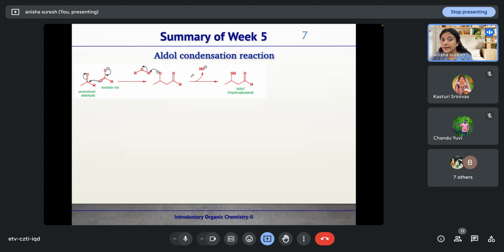So again, it will lead to formation of the aldol product. And again, there is an alpha hydrogen, so the alpha hydrogen will be abstracted. It will lead to formation of enolate again. And it will undergo an E1CB mechanism that we have studied in the last lecture. So when it is coming back, this double bond will shift to here and this OH will be eliminated, leading to formation of alpha beta unsaturated aldehyde. So this is the mechanism of aldol condensation reaction.